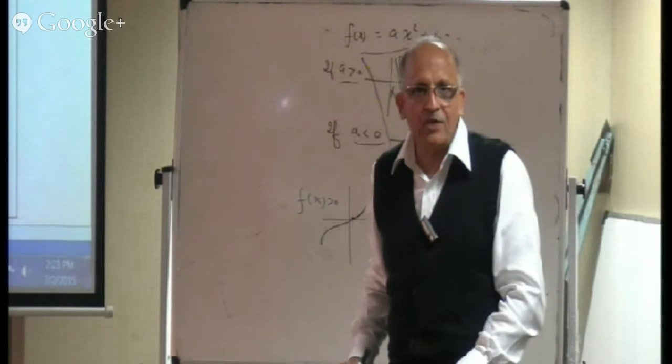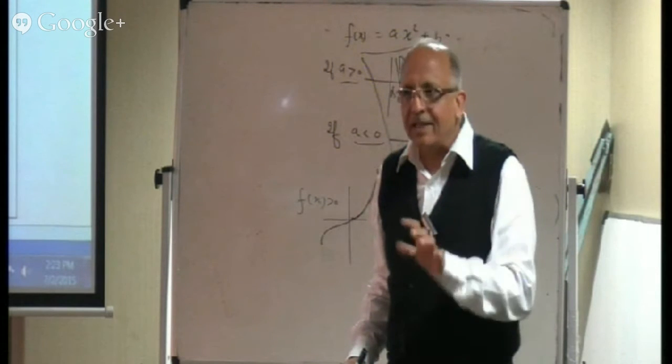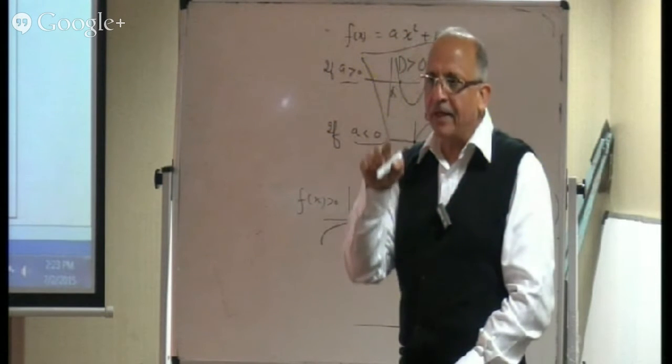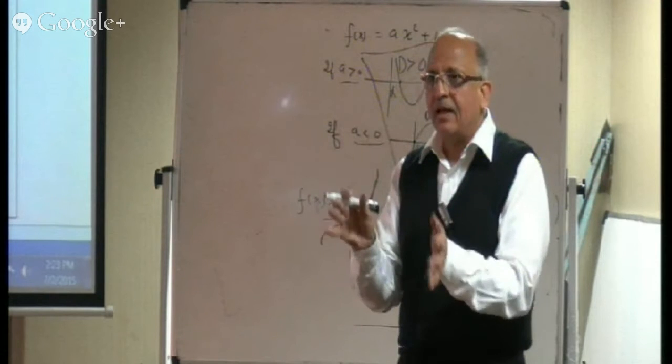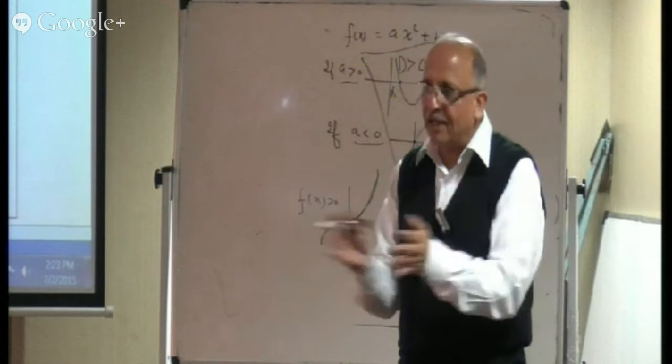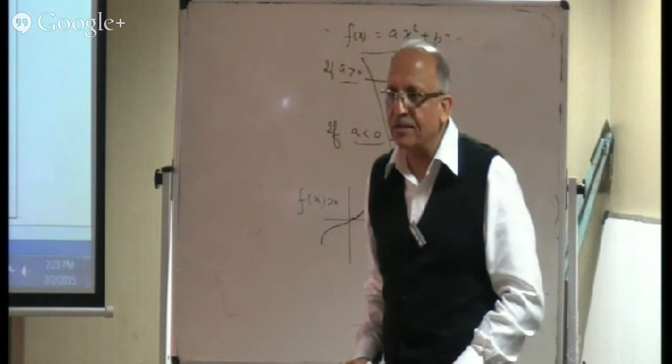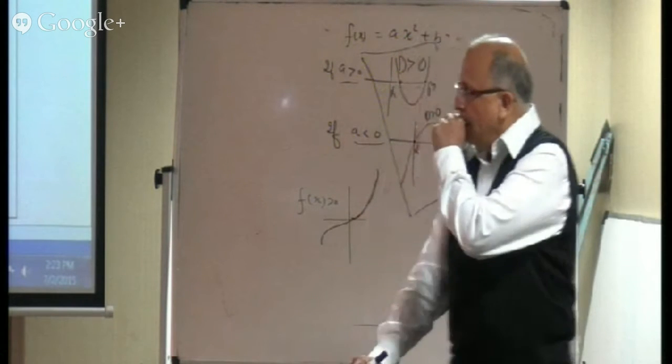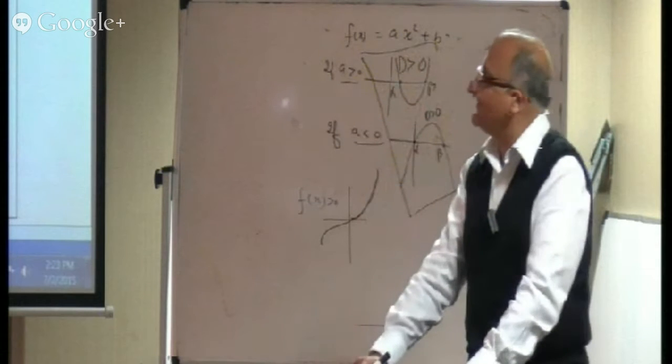I think this point is well taken. You go home and give it some thought. If you can draw the graph separately for a greater than 0 and less than 0, and for d greater than 0, d less than 0, and d equal to 0, and then combine them, that would be the best way to learn it. So now you can do it.